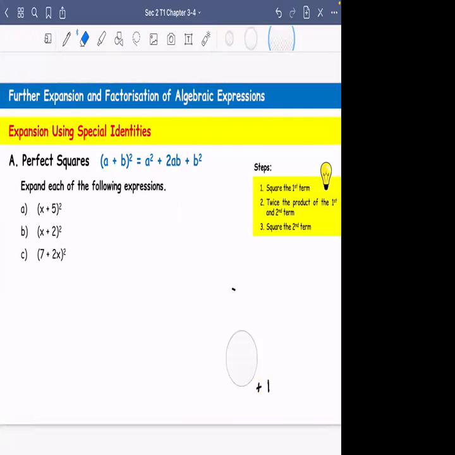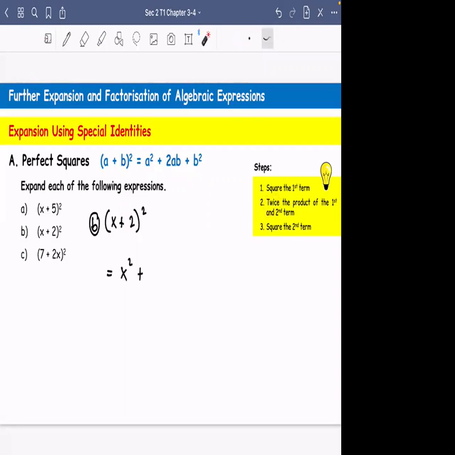With letter B, I'll apply my shortcut method here. So letter B, I have x plus 2 squared. Again, x is my first term, 2 is my second term. So what is the first step again? The first step is to square the first term, so it becomes x squared, just that. And then plus, since this is plus, my first operation here is plus.